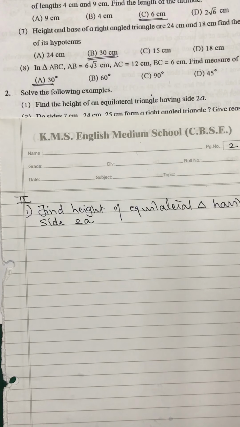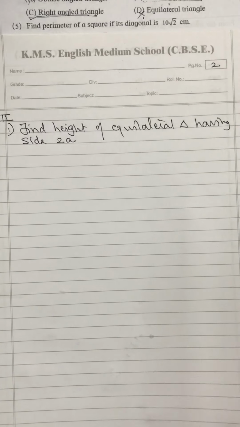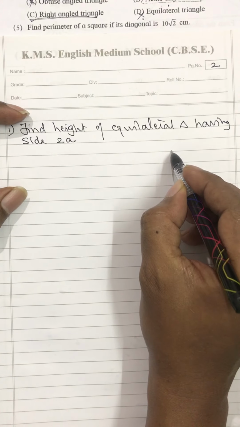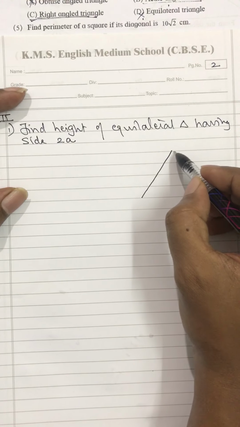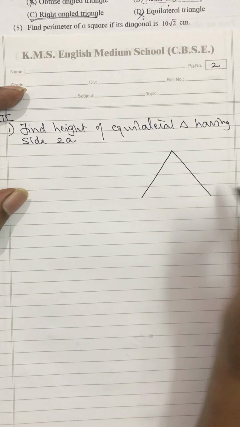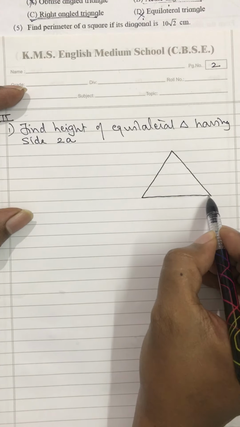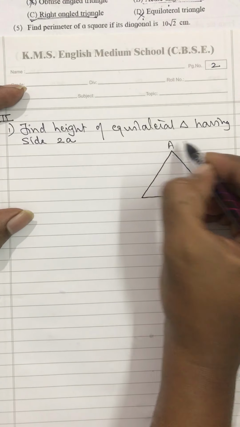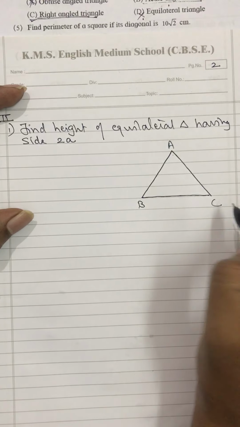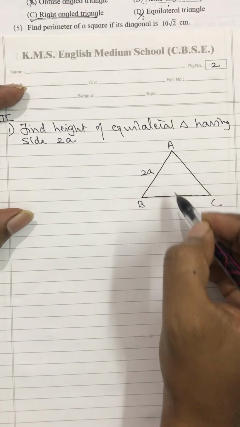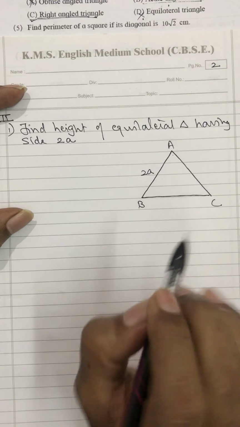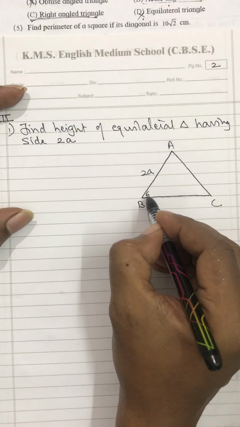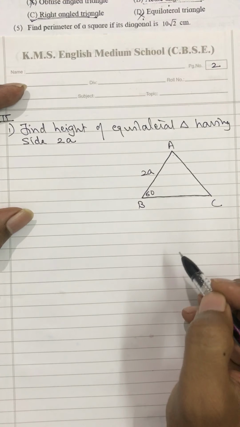See, my dear student, you have to be very careful about this. An equilateral triangle is always divided into 30, 60, 90 degree triangles. Try to understand this, as you will come across it many times. An equilateral triangle definitely has 60, 60, 60, right? Suppose this is A, B, C. So AB is 2A, BC is 2A, AC is also 2A, and they are all 60, 60, 60.